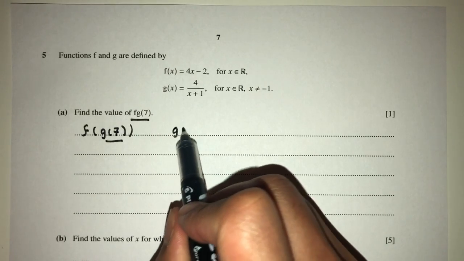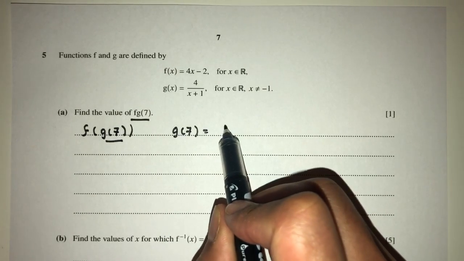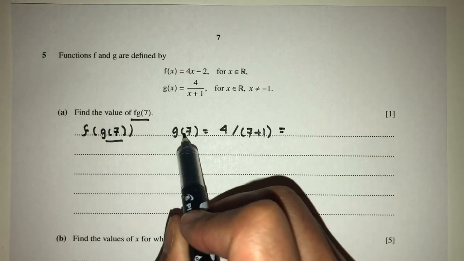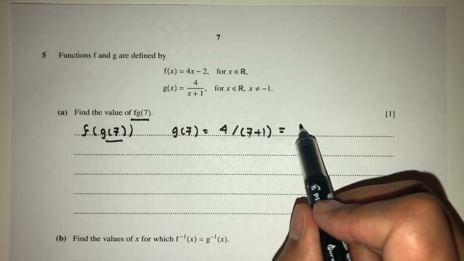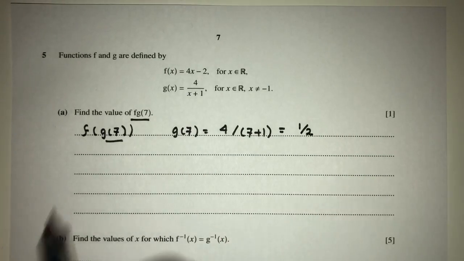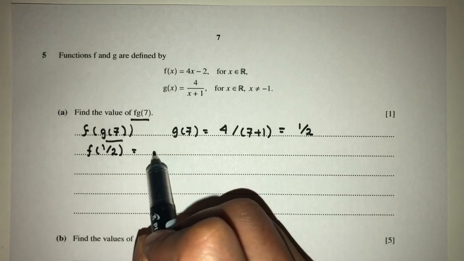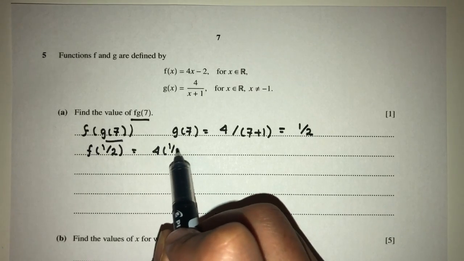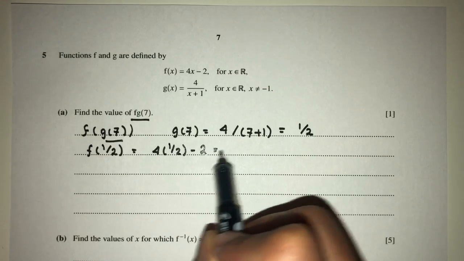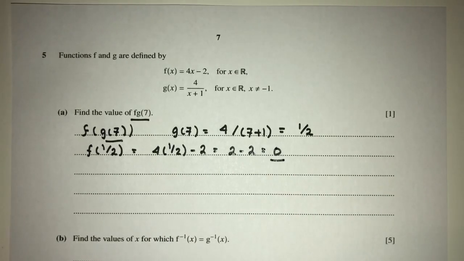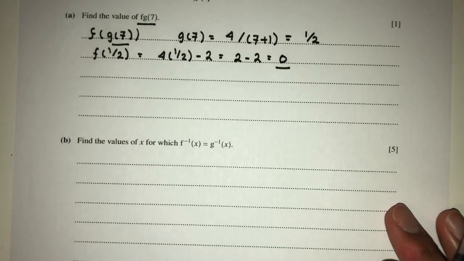So g of 7 is what? That will be 4 divided by 7 plus 1. Just plug in the value here. You will have half. So now this becomes f of half. That will be 4 times half minus 2. That will be 2 minus 2. That will be 0. So 0 will be your answer for part A. Okay, now next one, B.